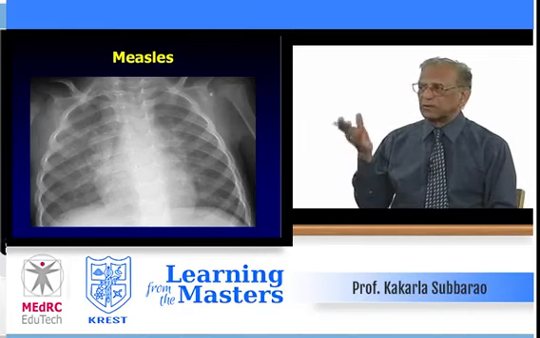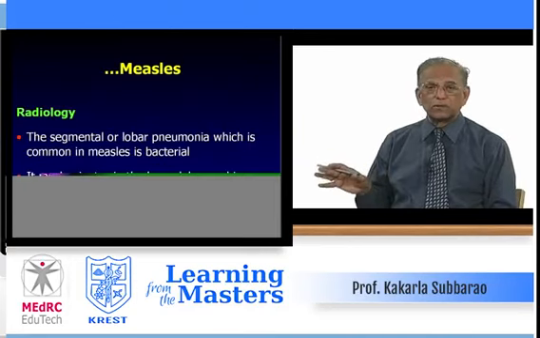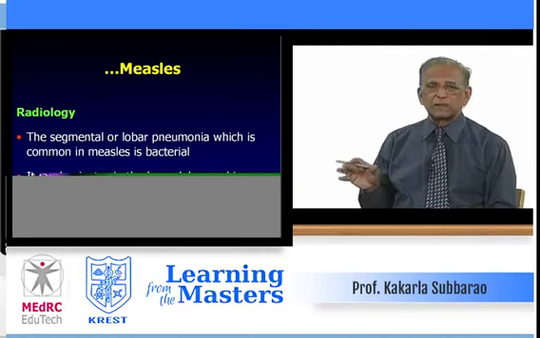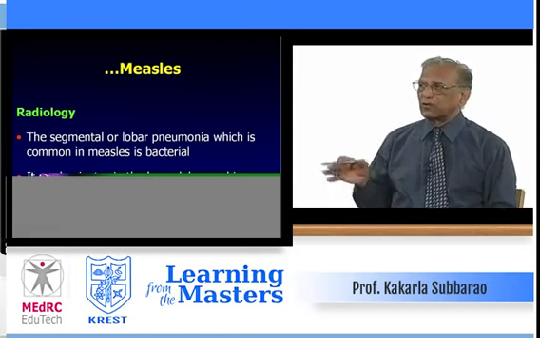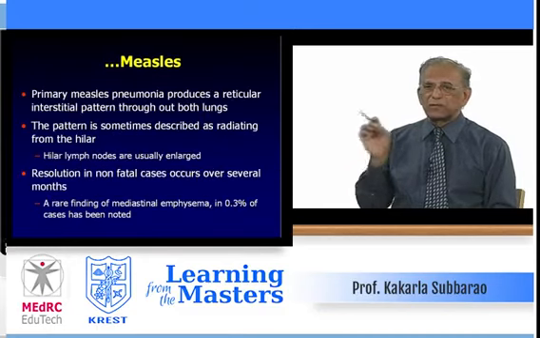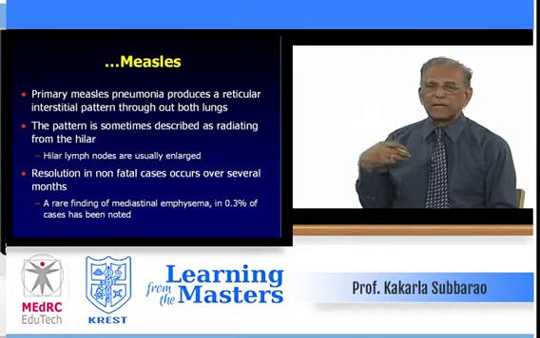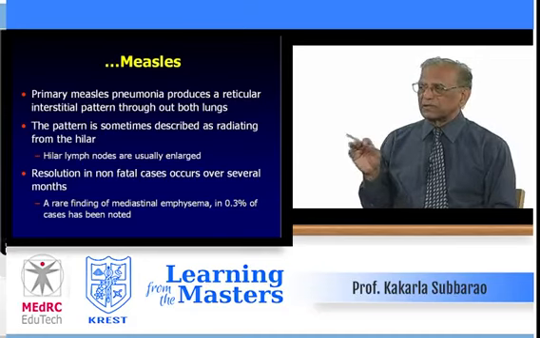What is the picture? Well, diffuse mottling, coarse mottling, leading to pneumonic patches. Radiologically, the segmental pneumonia, which is common in measles, is mainly due to superimposed bacteria, not just viral. It predominates in the lower lobes and is usually accompanied by segmental atelectasis too. Primary measles pneumonia produces a reticular interstitial nodular pattern, not pneumonia, throughout both lungs. The pattern is sometimes described as radiating from the hila. Hilar lymph nodes are usually enlarged. Resolution in non-fatal cases occurs over several months.